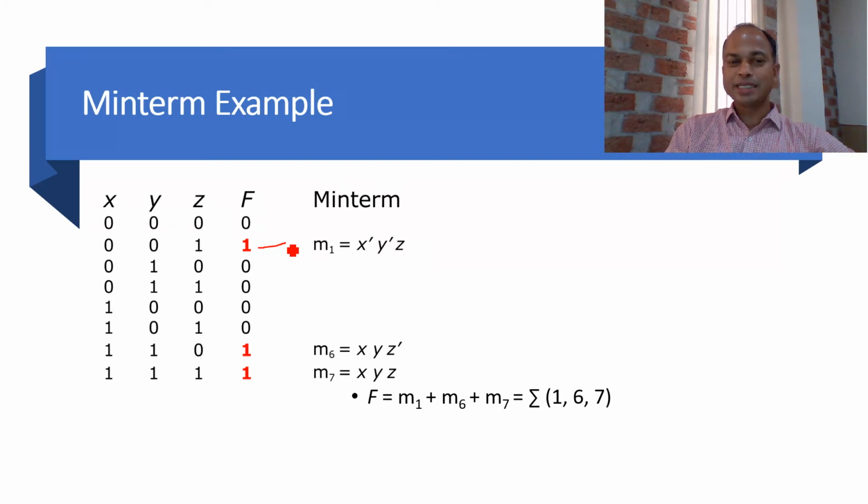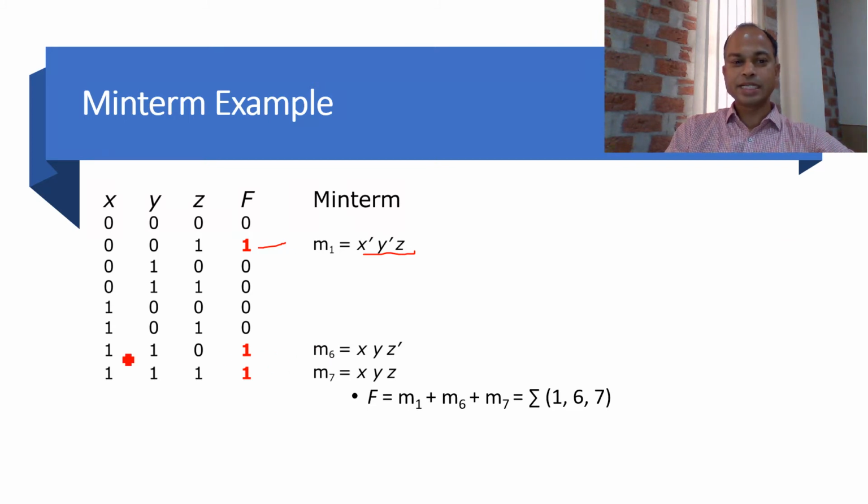So if we take this one, then we have to take x, y, z. X equals 0, y equals 0, z equals 1. So we have to take x dash, y dash, z only, so that m1 works as the 1. So m1 is here now, the min term.